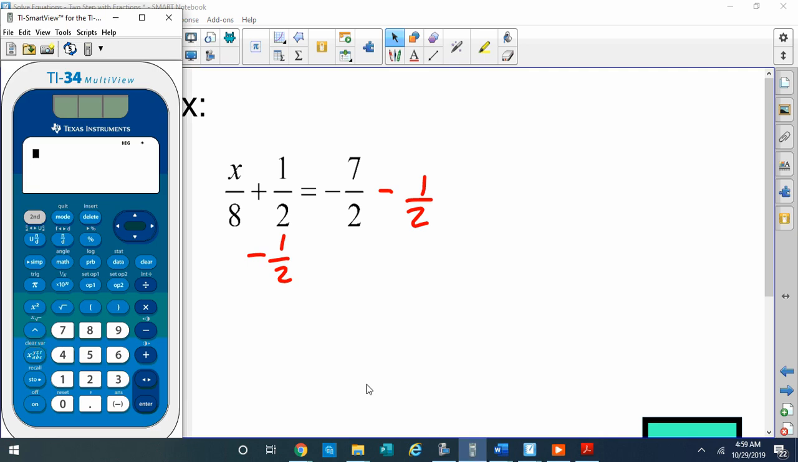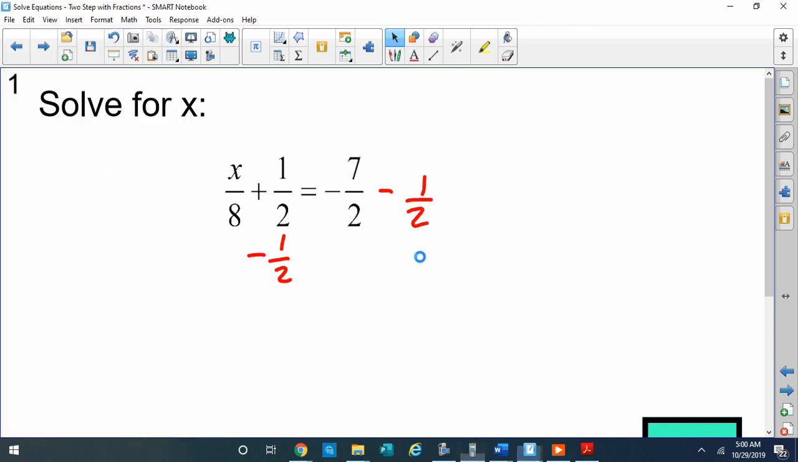Let me get the calculator back again. Negative, and let me get my fraction bar. 7, go down, halves, minus, let me move over a little bit, minus 1/2. All right, move over a little bit. And that's going to give me so far -4. So far I got -4.